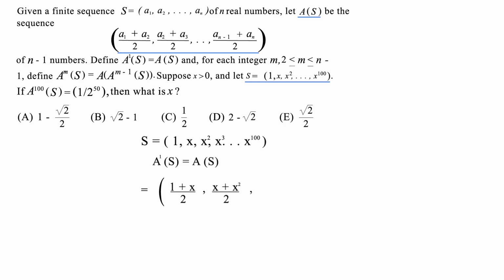All right? And so on and so forth. So I'll just do a few of them. x squared plus x cubed over 2, x cubed plus x to the 4 over 2, and it kind of goes on from there. All right? You get the point. All the way until x to the 99 plus x to the 100 all over 2.